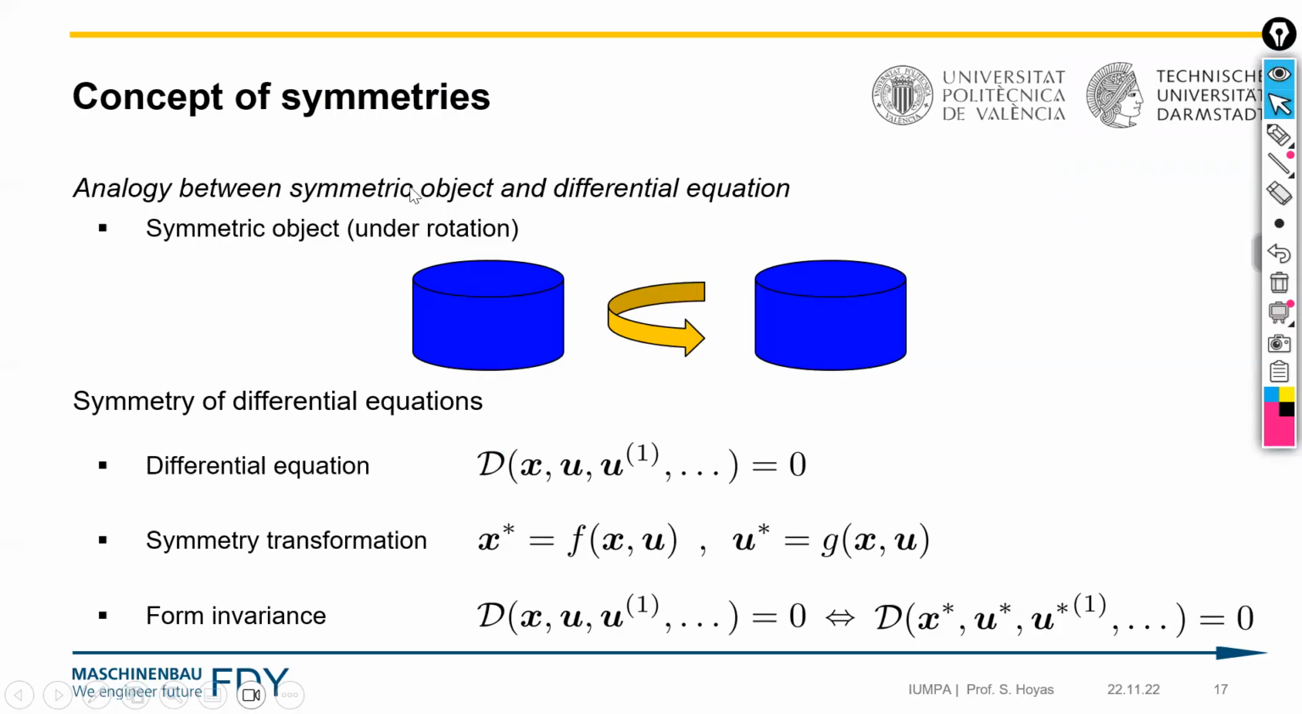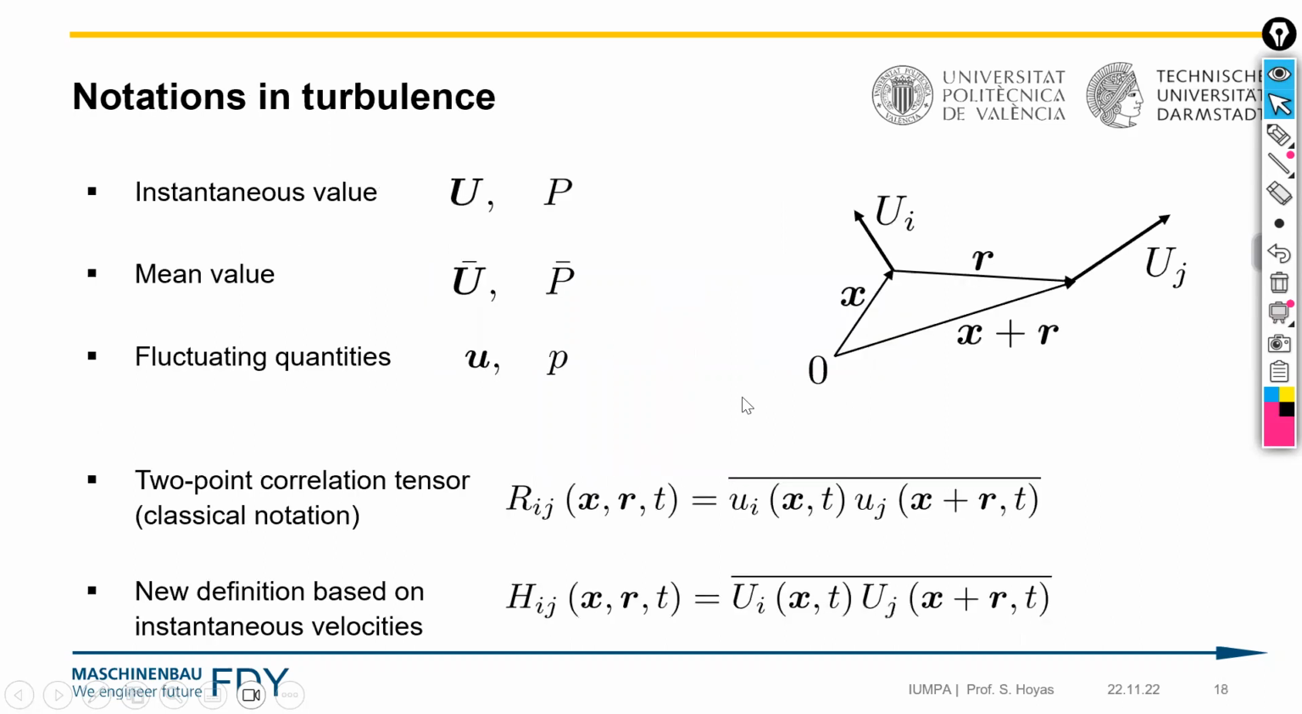And symmetry is very simple. You have one differential equation, you do a symmetry transformation, and it remains invariant. When you have this through a symmetry transformation, you have a symmetry of the system. Symmetry has been one of the most important theories for physics in the 20th century, but it was never applied to turbulence. Why? Because turbulence is not conserved. However, we have developed a way of doing it.